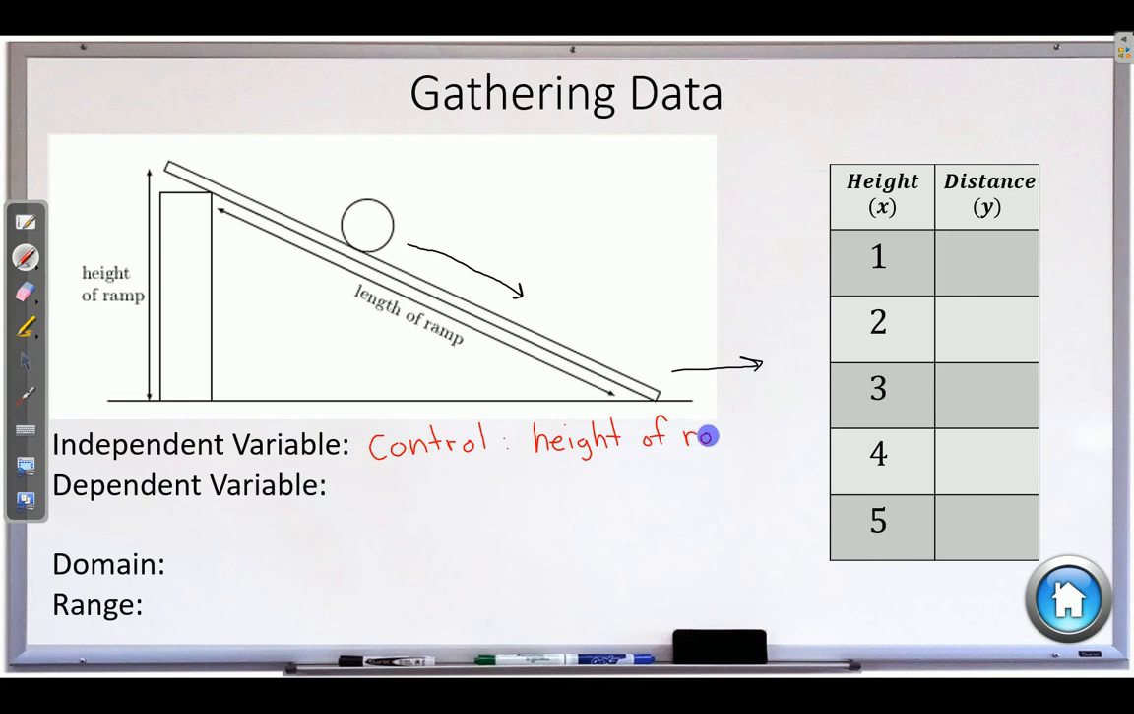So we're going to set the ramp at, say, a height of 1 foot, and then see how far it goes, a height of 2 feet, and then see how far the ball rolls, etc., etc. And the dependent variable is often what you are measuring. In this case, we're going to be measuring the distance the ball rolls.